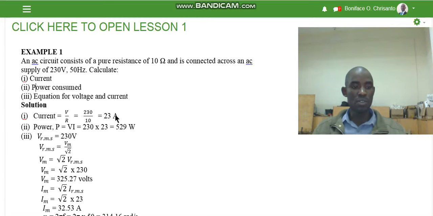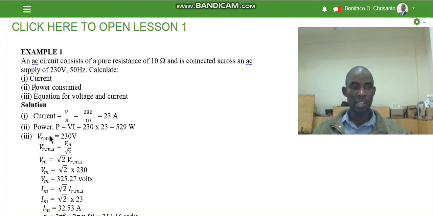Then we go to Roman number 2, whereby you are expected to get power. Remember, we have formulas for getting power, but among them, the power represented by P is given by the voltage multiplied by the current. If you multiply the two, you will get 230, which is the voltage, multiplied by 23, which is our current. It gives us 529. And remember, power is given in watts. So the value of power is 529 watts.